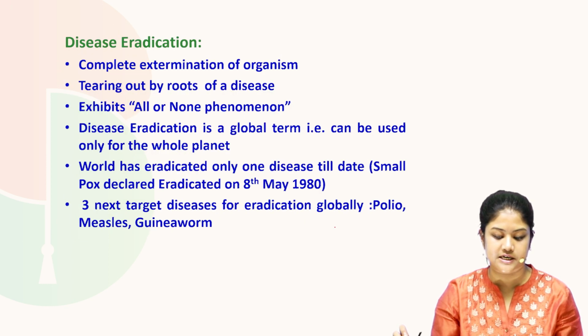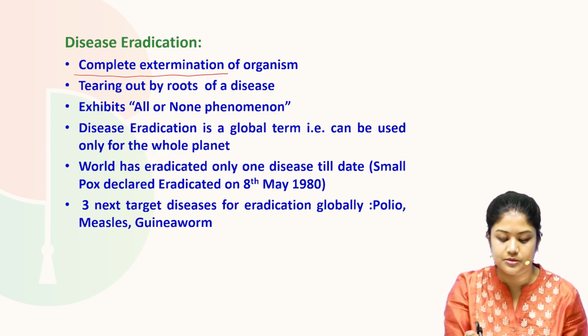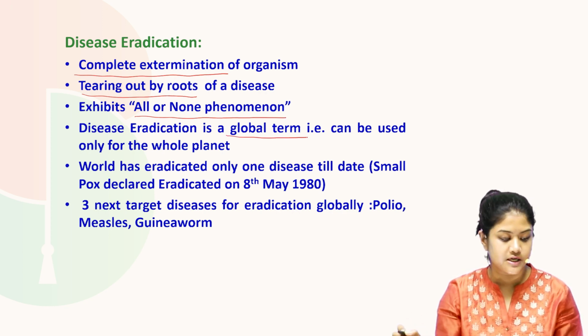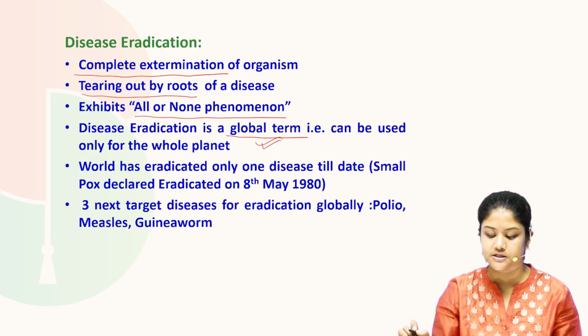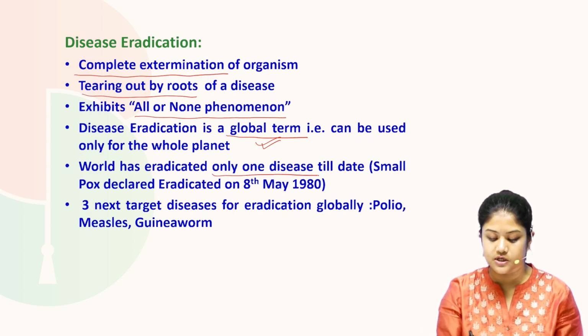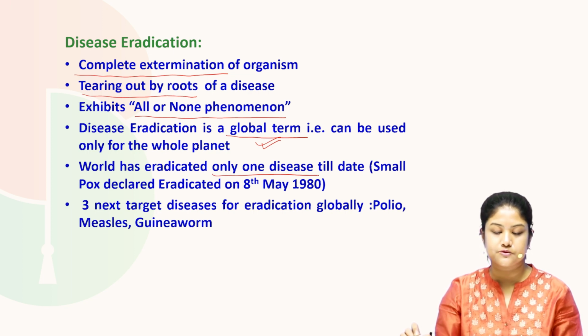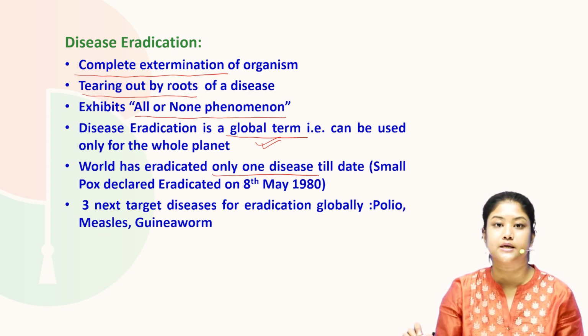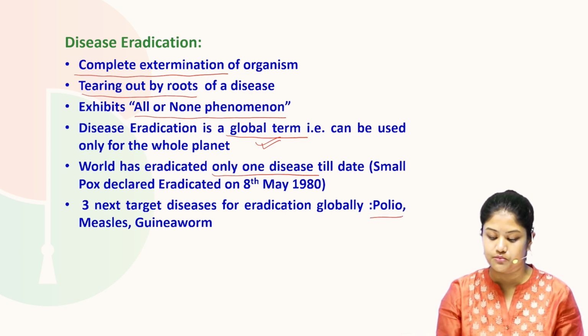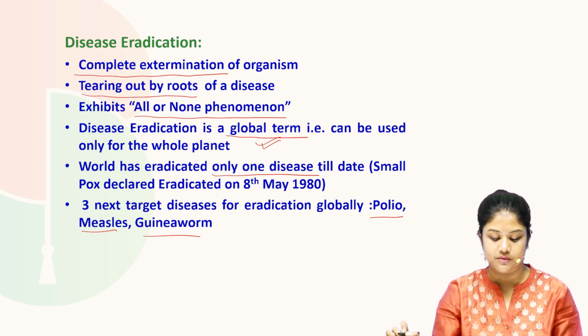It was disease eradication. So it means complete extermination of the organism, tearing out by roots of a disease. It exhibits all or none phenomenon, and disease eradication is a global term. Elimination was a geographical term, whereas eradication is a global term, that is, it is used only for the whole planet. World has eradicated only one disease till date, that is smallpox, which was declared eradicated on 8th May 1980. And the three next diseases for eradication globally are polio, measles, and guinea worm.